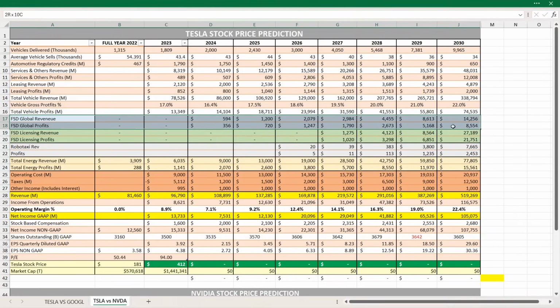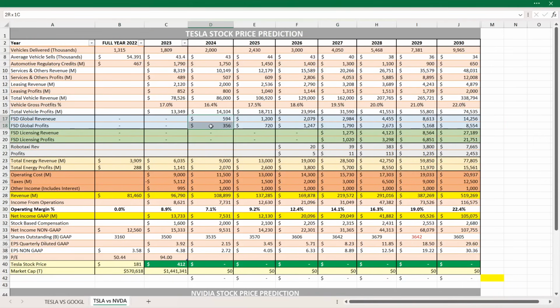For example, FSD global revenue and profits, we know they're already generating in 2024. They're already going to be making $600 million in revenue and almost $360 million in gross profits. We know this already. And it's much easier to project this, the global FSD, than the other FSDs.